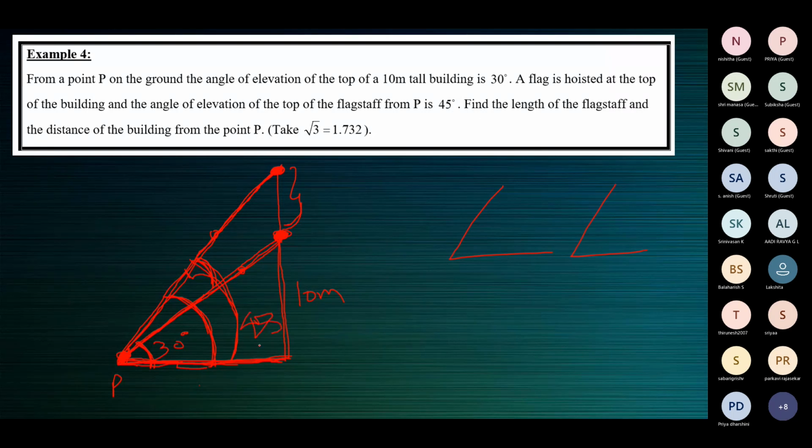Find the length of the flagstaff, this one, and the distance of the building from P. So that means you should find this distance, the distance of the point P from the foot of the building. And also the length of the flagstaff.